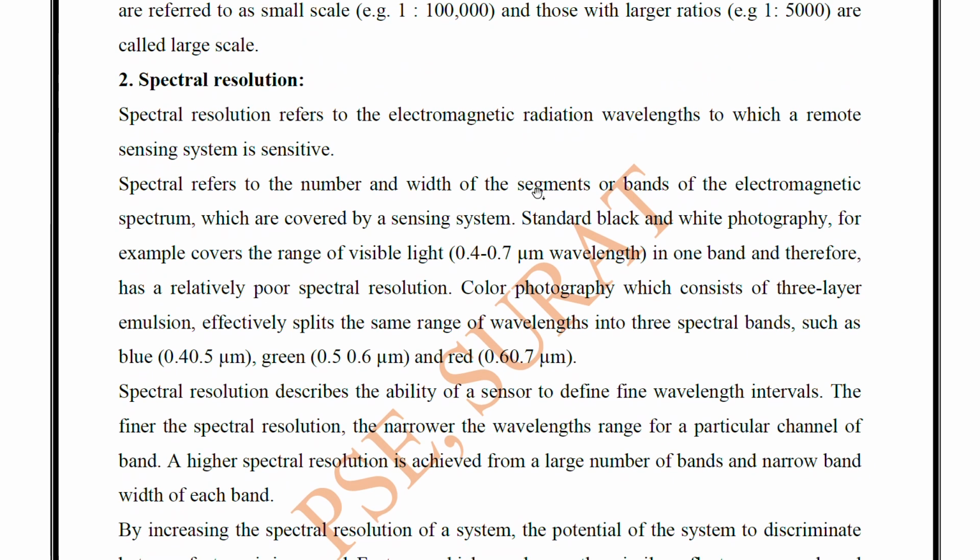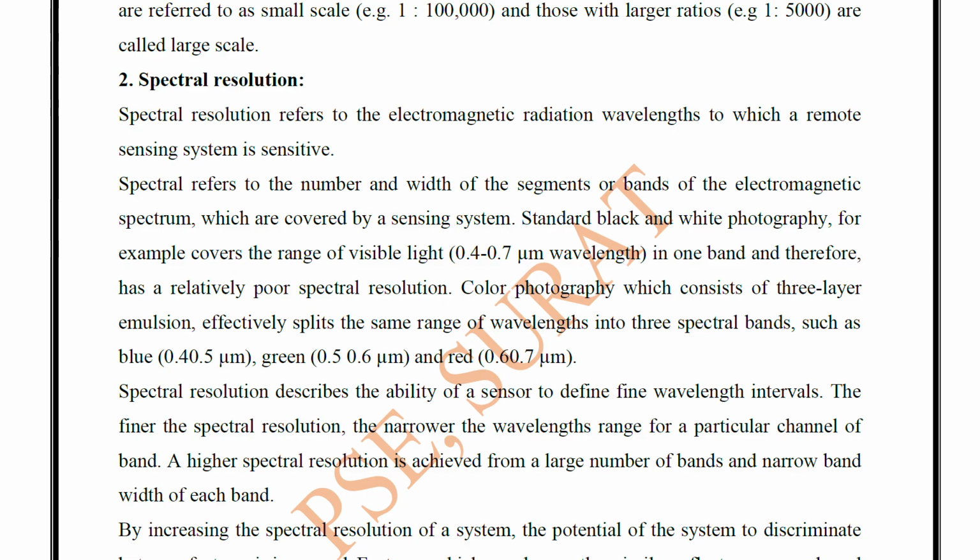Next is spectral resolution. Spectral resolution refers to the electromagnetic radiation wavelengths to which a remote sensing system is sensitive. It refers to the number and width of the segments or bands of the electromagnetic spectrum which are covered by a sensing system. Standard black and white photography, for example, covers the range of visible light, 0.4 to 0.7 micrometer wavelengths, in one band and therefore has a relatively poor spectral resolution.